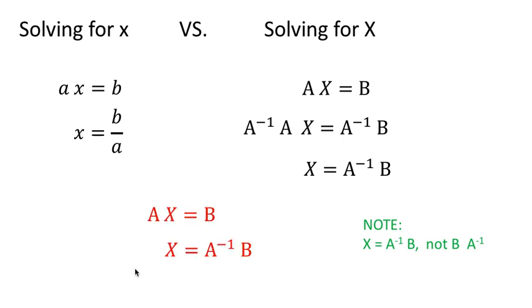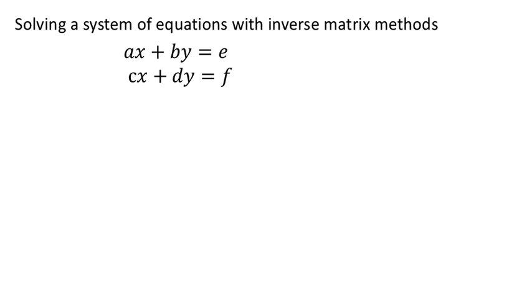So just remember what I've written here in red. This is how we solve matrix equations. A times X equals B, X equals A inverse times B, in that order. Okay, here's the theory.